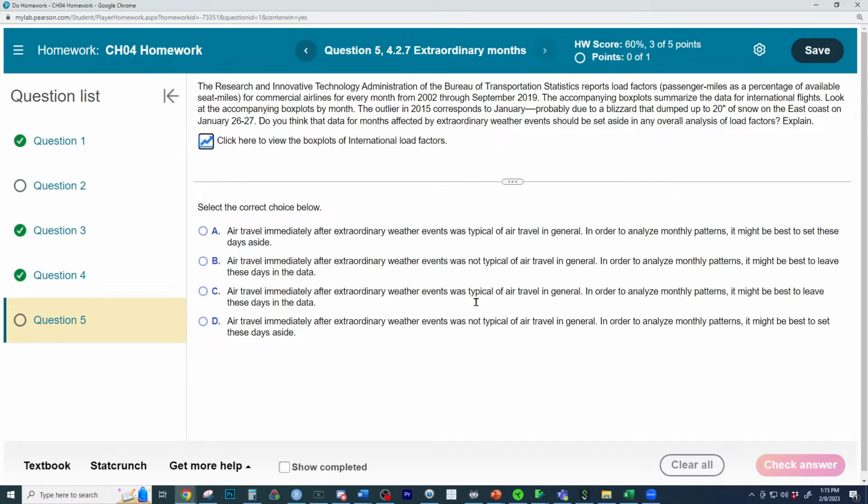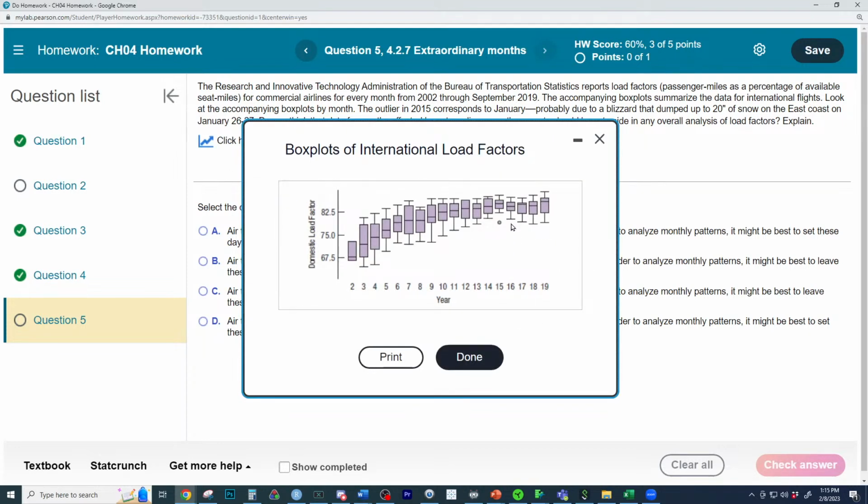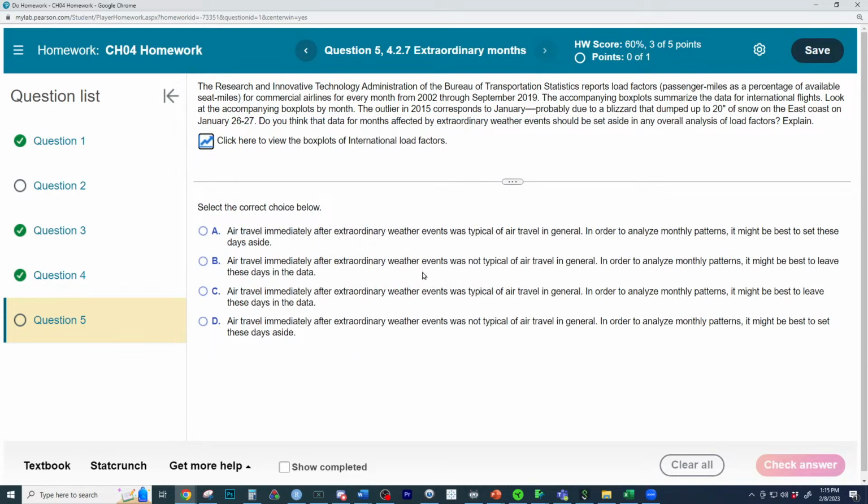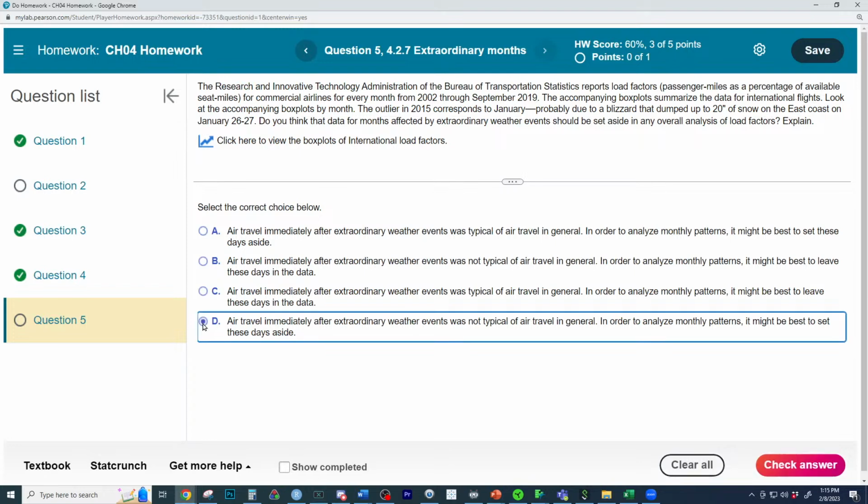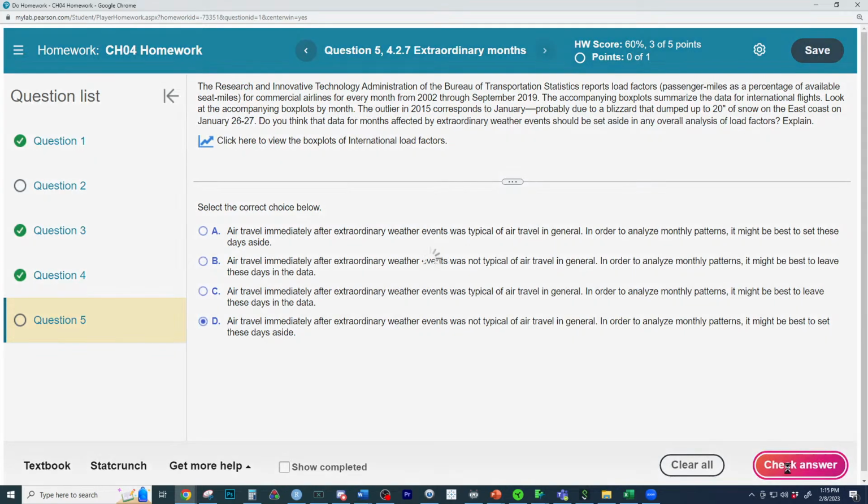Air travel after extraordinary weather events was typical. After extraordinary weather events, air travel is not typical. Oh my gosh. So look at the accompanying plot. There's an outlier in 2015, probably due to a blizzard that dumped snow. So there's the outlier in 2015. So that's 2002. Air travel after extraordinary events was not typical. Good. In order to analyze monthly patterns, it's best to leave these days in the data. I would say it might be best to set these days aside. So, yeah, that was an interesting question.